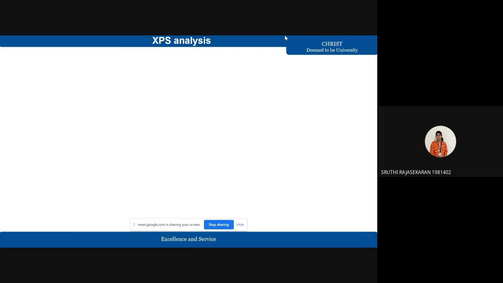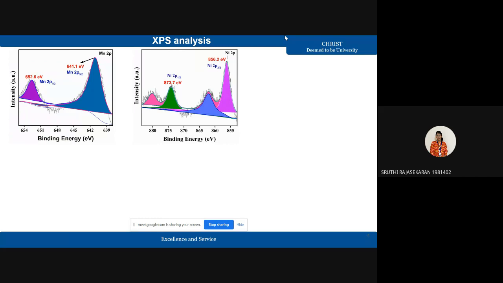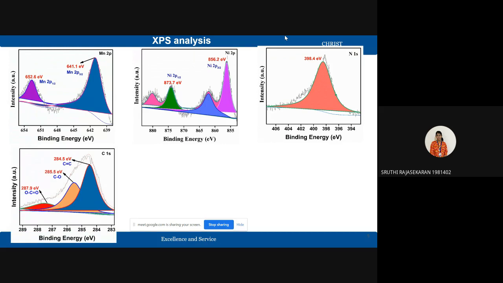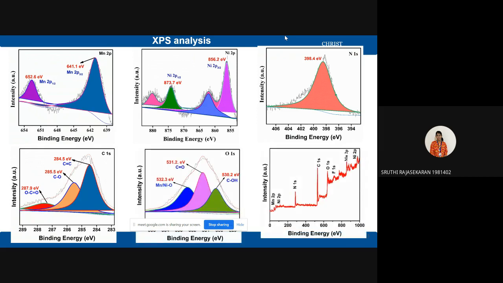Then, to get more knowledge on the oxidation state and the electronic configuration, XPS analysis was done. For each element, we could obtain binding energies similar to those reported in the literature. For manganese, we got binding energies of 641 and 652. Similarly for nickel, its respective binding energy, and nitrogen at 398.4. For carbon, the various bonding: C double bond C at 284, C single bond O at 285, and OC double bond O at 287.9 electron volt. For oxygen, similar, and finally the survey spectrum.